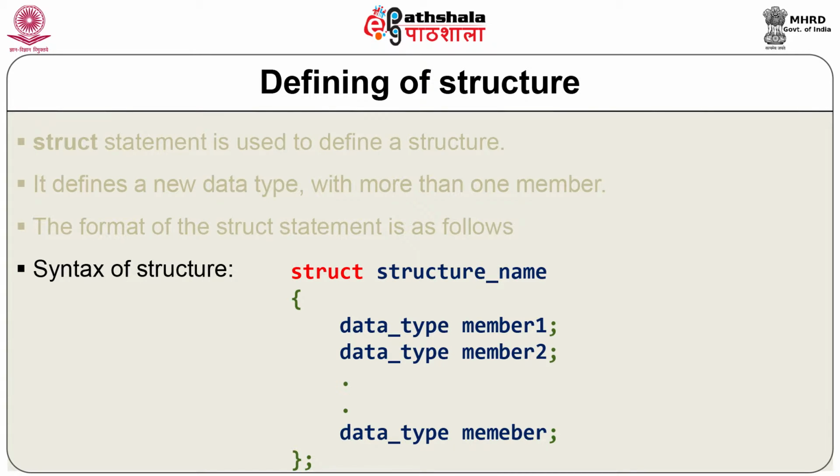The structure name is followed by brackets. In the brackets you can define various members of the structure, like data type member 1, data type member 2 and so on. So here you can see there are different members, member 1 to member n. These are also called structure fields.